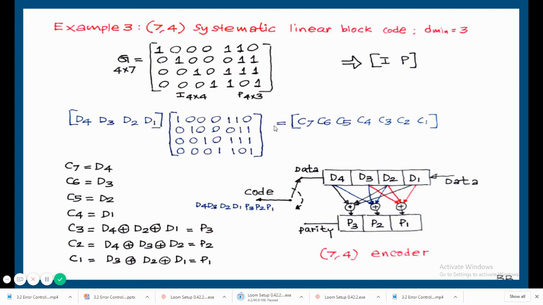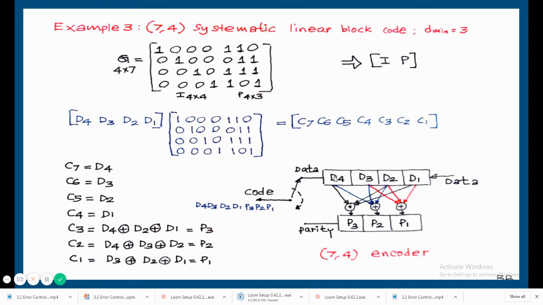I'll show the 16 code words in the next slide. Here I'm showing the encoder system. Here is the IP format. Due to the IP format, on the left side you will get code and on the right side data. The size of the data block is 4, so 4 single bit registers are needed here: D4, D3, D2, D1. These 4 registers will receive the data block. From these 4 data bits, using the 3 equations, we will generate 3 parity bits.